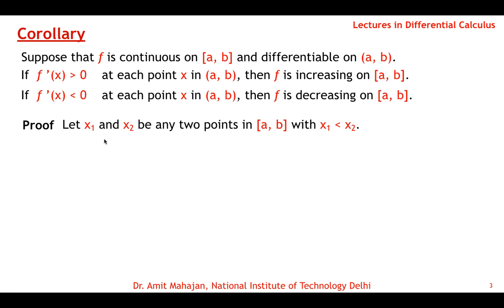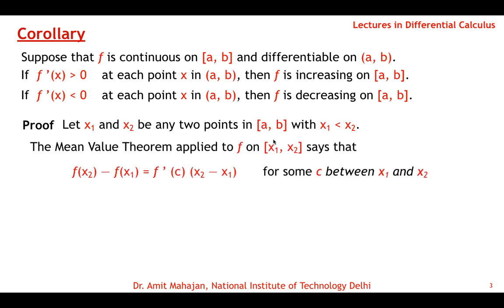So for this interval x1 and x2, the mean value theorem will be satisfied because the function is continuous in [a,b] and differentiable in the open interval (a,b), and x1 and x2 are any two points in [a,b]. So for the interval x1 x2, the function is continuous and differentiable in the open interval. So we can apply the mean value theorem, which says that there exists a point c in the interval x1 x2 such that the slope at c is equal to the slope of the secant.